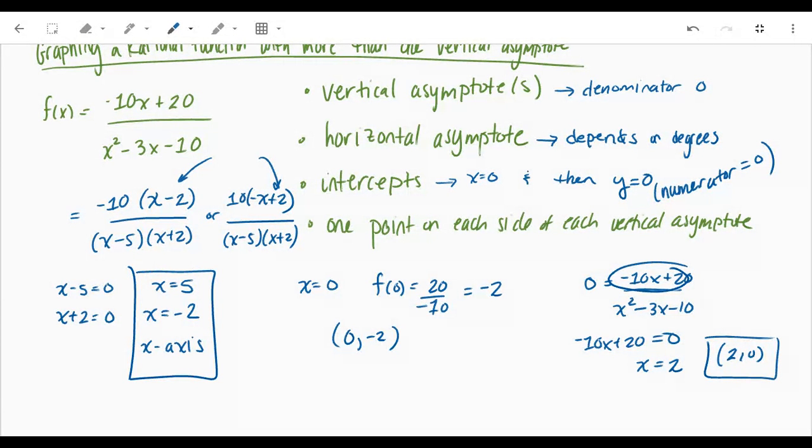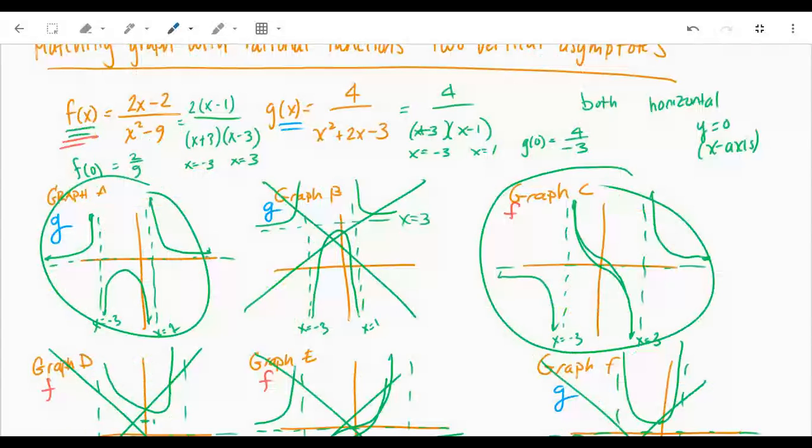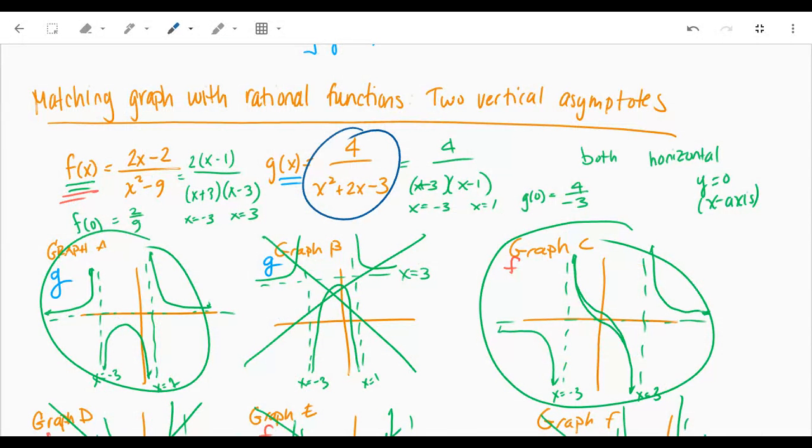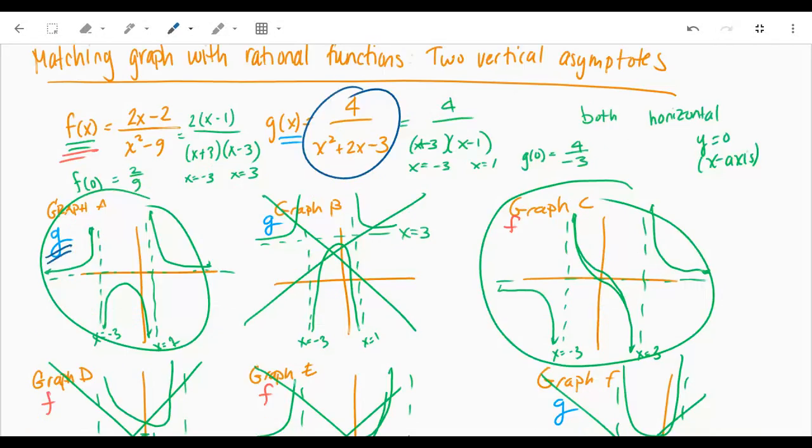If there's a constant, like our previous one where we had 4 in the numerator, then there is no x-intercept. If you look at that graph there, we didn't intercept the x-axis at all. We had the y-intercept, that negative 4/3, but there is no x-intercept. Nothing could make that numerator 0 because it's always 4.